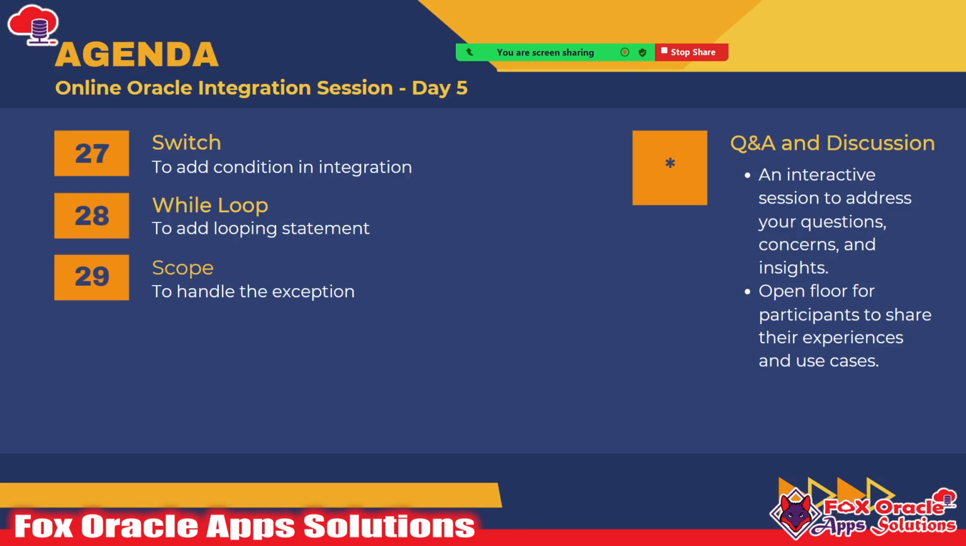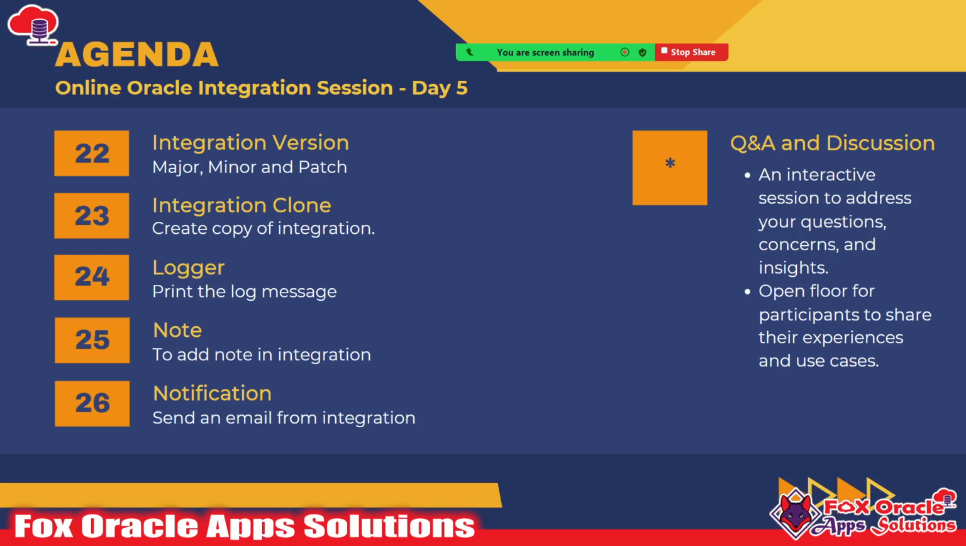And yes, we will learn about the switch statement. Whenever we need to add a condition in Oracle integration, we will learn how we can add the logical part there. Then we will move to the while loop, because sometimes we need to iterate the process again and again based on the requirement. So we will see how to use a while loop to iterate a specific integration flow. And in the last, we will discuss scope. With the help of a scope, we will see how we can handle exceptions and what the features of a scope are. All these things we are going to learn in this session.